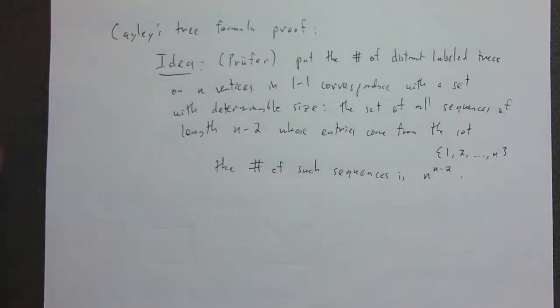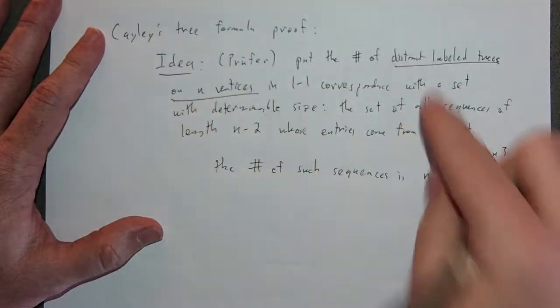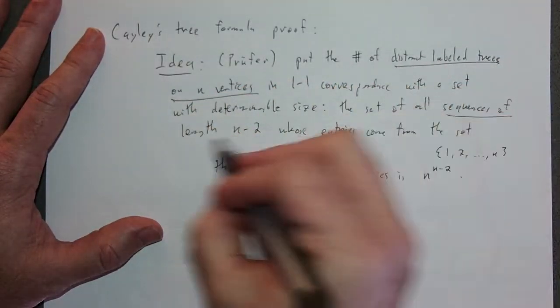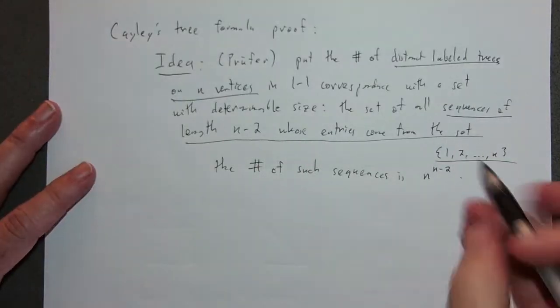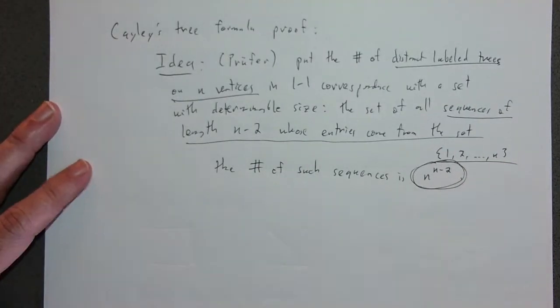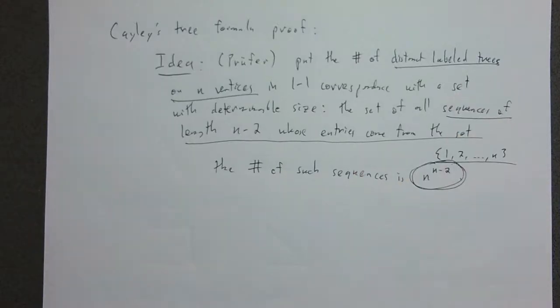And so you say, distinct labeled trees on n vertices are in one-to-one correspondence with sequences of length n minus 2 whose entries come from this set. And this set has size n to the n minus 2. Okay, so that's the idea for the proof. Then all I need to do is basically describe this correspondence, and I'm essentially done with the proof.